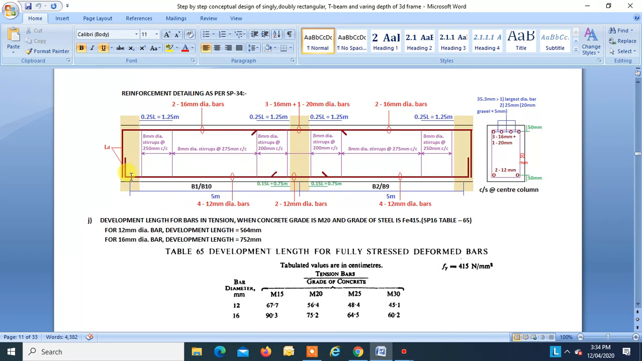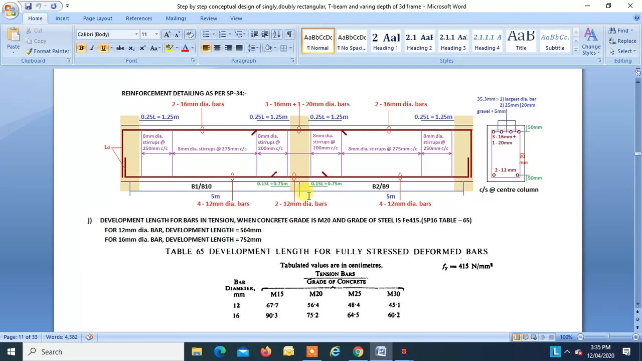And over here we have four numbers of 12 mm dia bars. Over here also we have four numbers of 12 mm dia bars, which we are curtailing at a distance 0.15 L, that is 0.75 meters from support and 0.75 meters from support. Okay, so here there will be two numbers of 12 mm dia bars, right? Because we are curtailing two numbers of 12 mm dia bar over here and two numbers over here, so the remaining two numbers of 12 mm dia bar will remain over here, right?